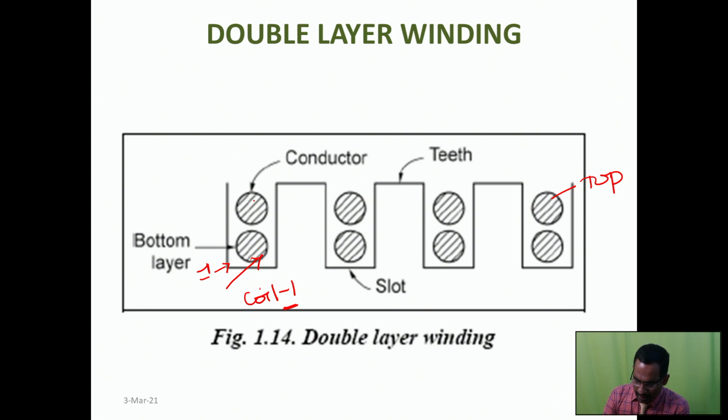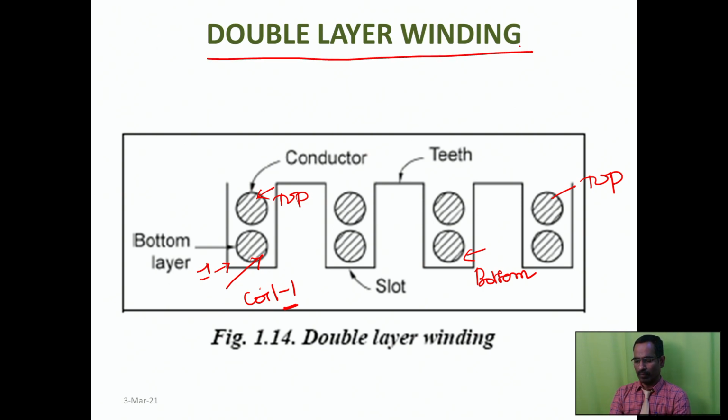Similarly, here it is placed at the top. This second coil's next side comes under the bottom. Similarly, if I am placing two coils in a slot, then it is called as double layer winding. Okay, right.